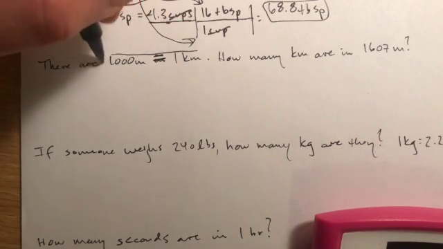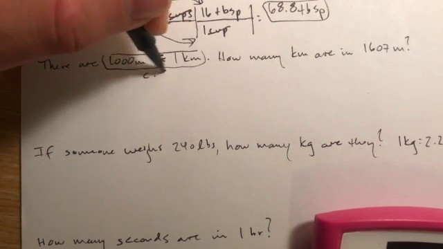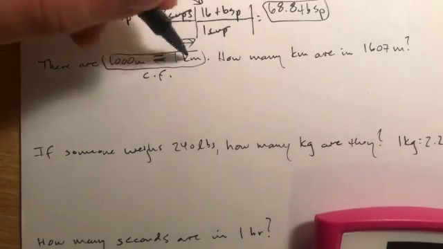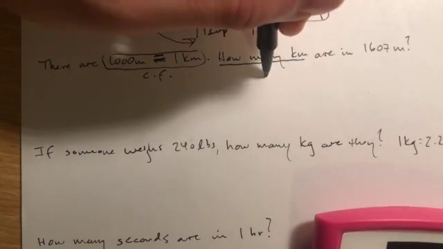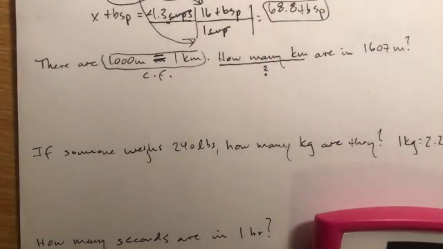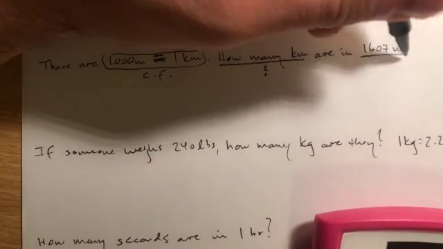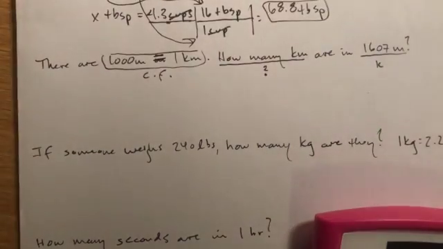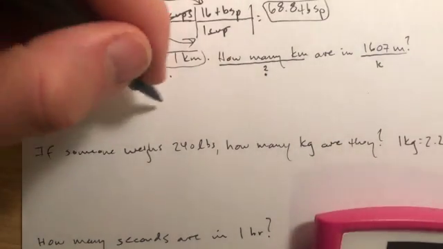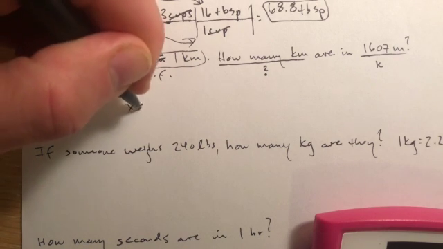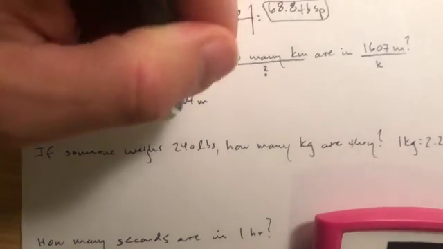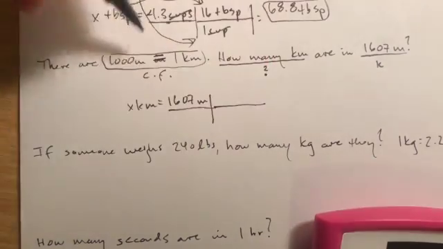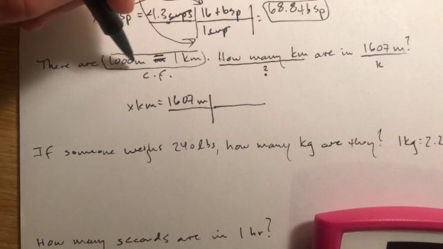So those are the two things that are going to go in my conversion factor, because they're equal to each other. How many kilometers? That's my unknown value. And then my known value is the 1,607 meters. So my unknown, x kilometers, equals my known value of 1,607 meters. And then my equality here, those are the two items that'll go in the conversion factor.